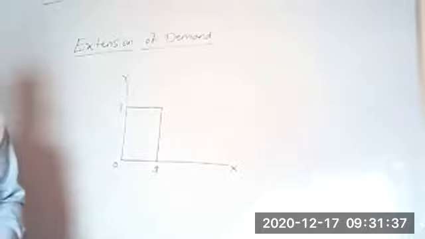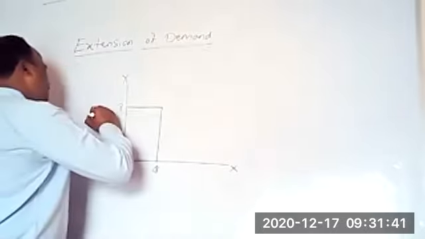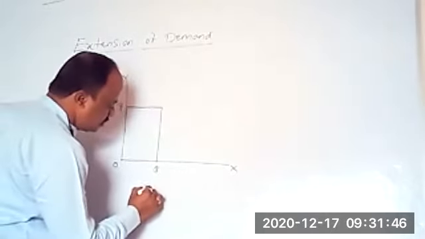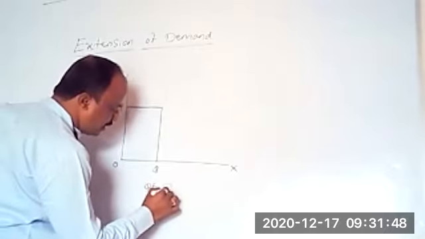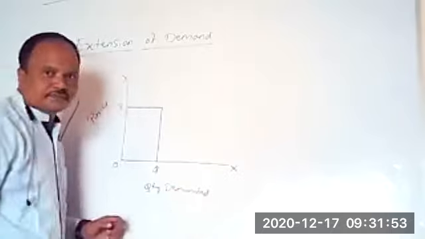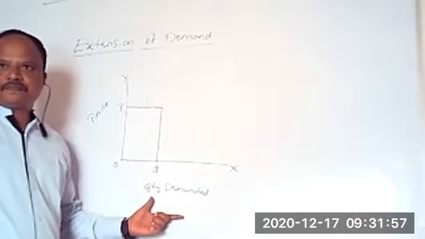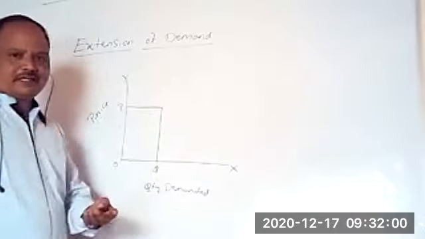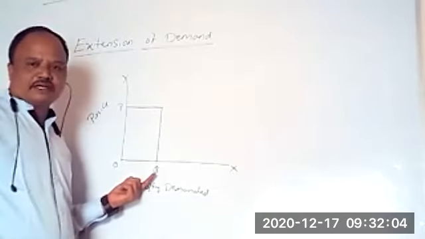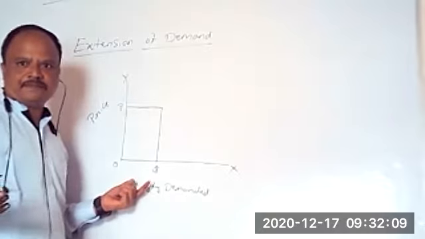Please concentrate. For example, this is the price and this is the quantity demanded. Is that clear? For example, the corn is maybe 5 rupees, then definitely we are taking only 2. So we are applying everything now.